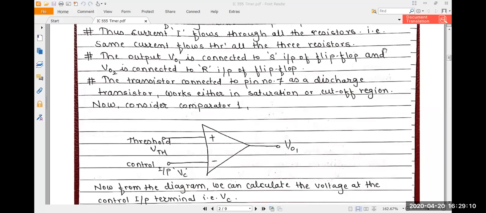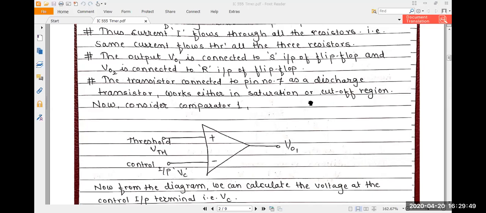The transistor which is connected to pin number 7 is basically used in either a saturation or a cutoff region. That means it works as a switch. So either it will be in a saturation region, that is, a short circuit, or it is in a cutoff region, or in other words, it can be in open circuit mode. The transistor connected at pin number 7 is used for this purpose. Now we'll see in the application, that is astable multivibrator, how it is used.